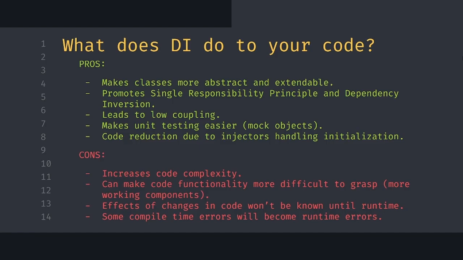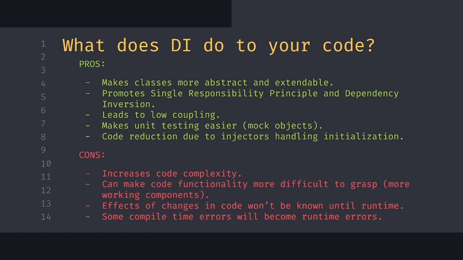So what does dependency injection do to your code? So first and most, it will make classes more abstract and extendable. This is because the dependencies are no longer being defined inside of a class, but rather they're being supplied to them, so it can be extended to more types. This also makes the code more modular, which promotes the single responsibility principle, in the sense that the class is only going to have one specific function, and it also supports dependency inversion, which is saying that higher level classes depend on the abstractions of lower level classes rather than specific implementations. As we can see here, these classes are depending on the abstractions of these dependencies rather than their specific implementations.